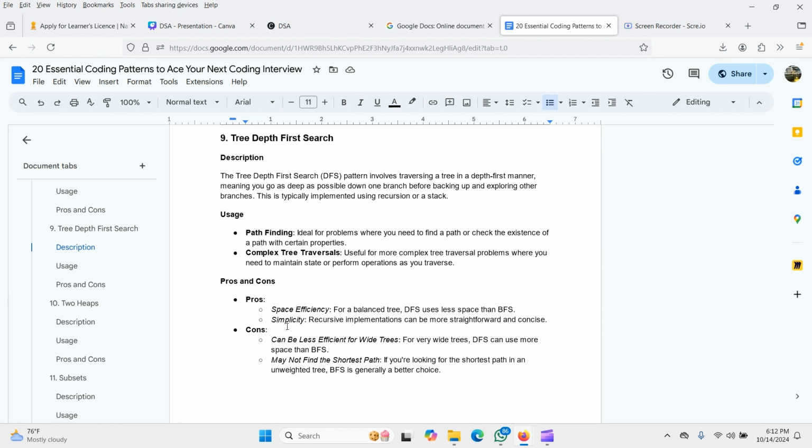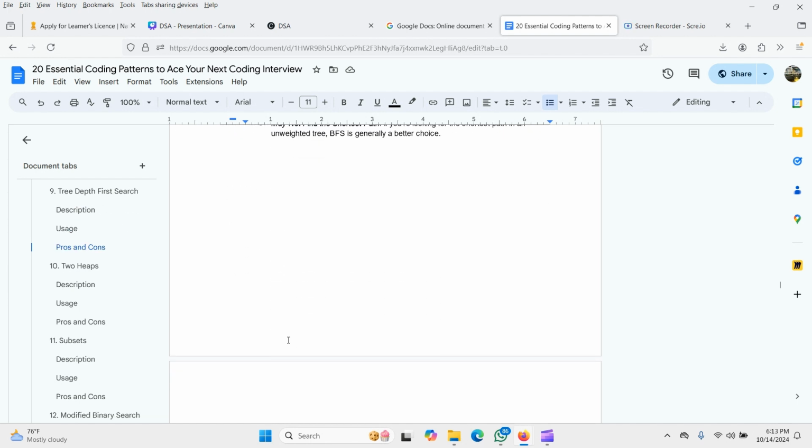Next, the disadvantage is that it can be less efficient for wide trees. For very wide trees, DFS can use more space than BFS and may not find the shortest path if you are looking for the shortest path in an unweighted graph. So when you have a problem with an unweighted tree, you cannot use this tree depth first search coding pattern. You have to use BFS in that case.